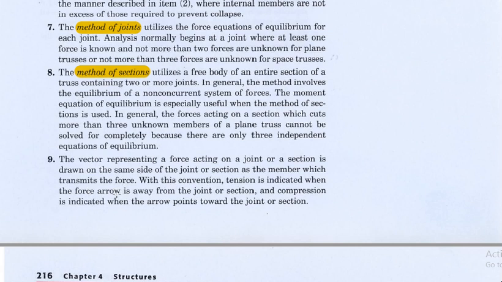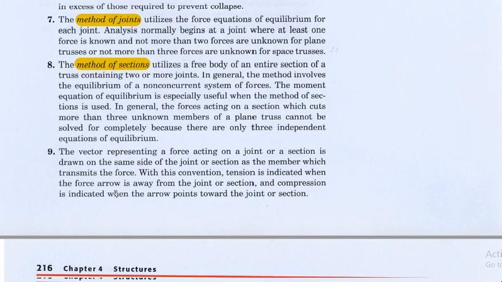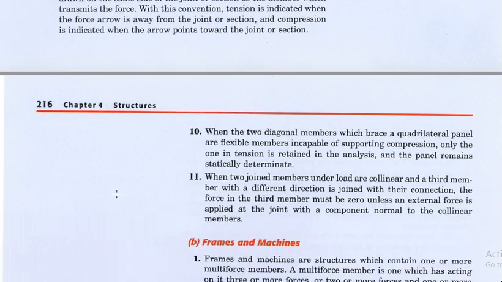It means if there is a member with tension in it, we will represent it by using an arrow outward, and in the case of a member that is under compression, we will use an arrow inward towards the joint to describe the compression.